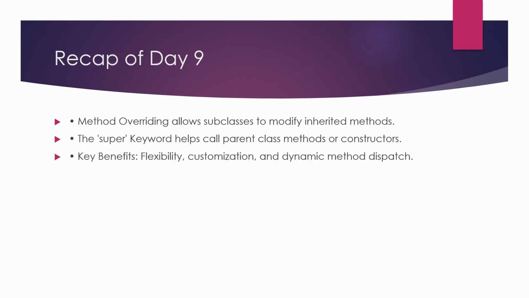To summarize today's lesson, method overriding allows subclasses to provide their own implementation of a method defined in the superclass. The super keyword is used to access parent class methods or constructors from the subclass. Method overriding provides flexibility, customization, and dynamic dispatch, making it an essential concept in object-oriented programming.